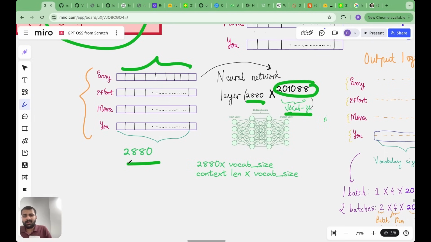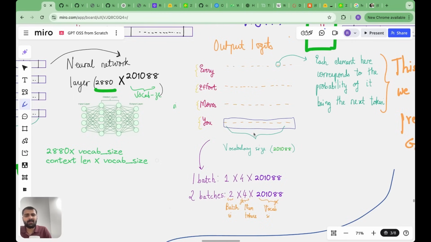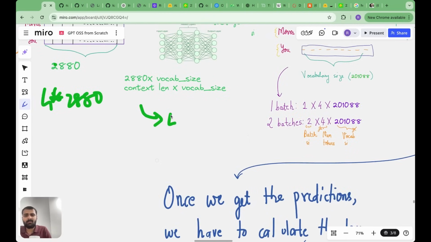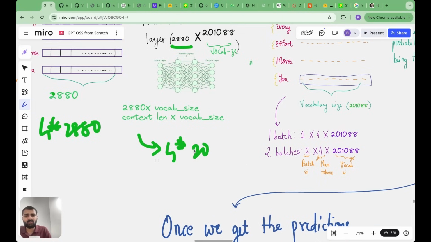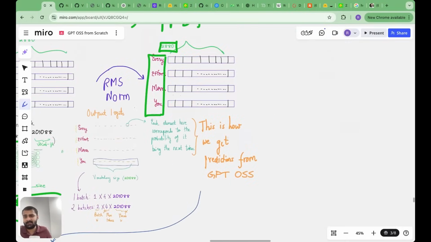So if you take a 4 by 2880 matrix and multiply it with 2880 by 201088, the resultant will be 4 multiplied by the vocabulary size, which is 201088. This matrix will be our resultant value.